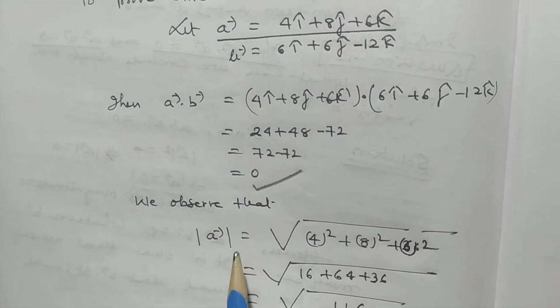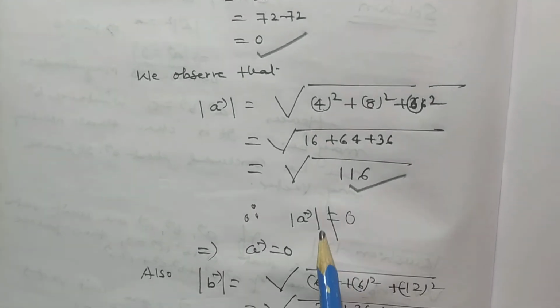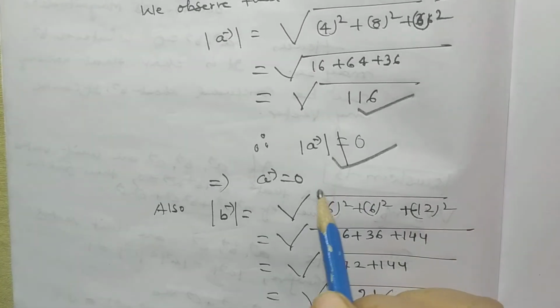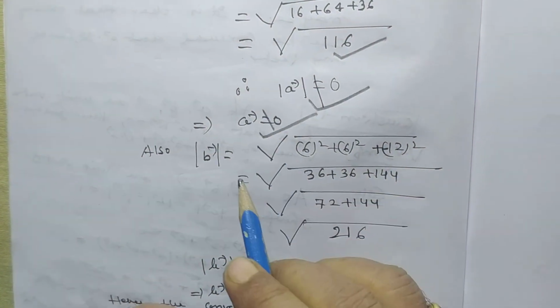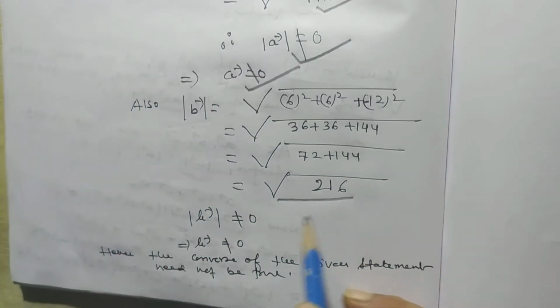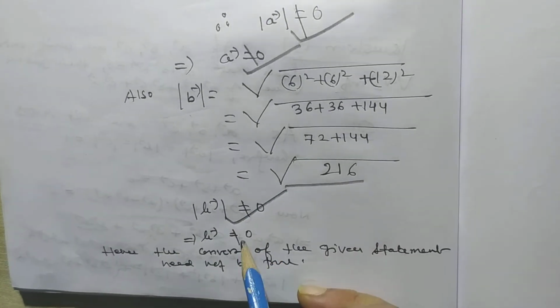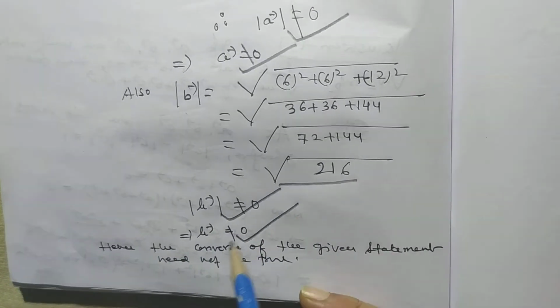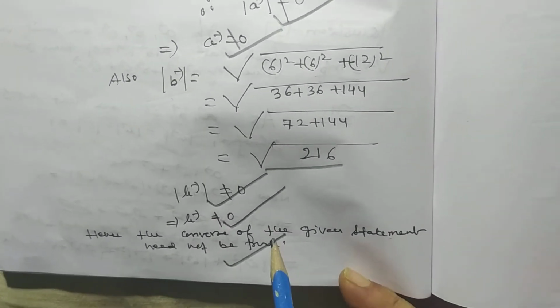So we observe that magnitude of A is equal to root over 116, that is, magnitude of A is not equal to 0. So vector A is not equal to 0. Magnitude of vector B is equal to root over 216, so magnitude of vector B is not equal to 0. So vector B is not equal to 0. Hence the converse of the given statement need not be true.